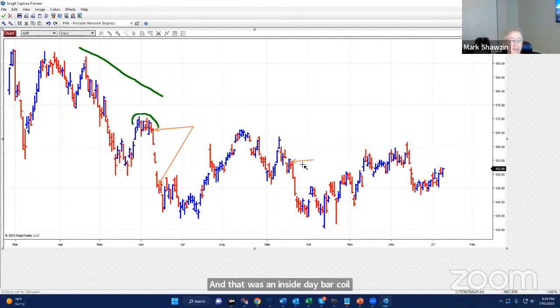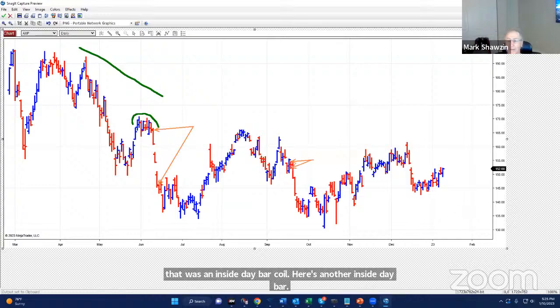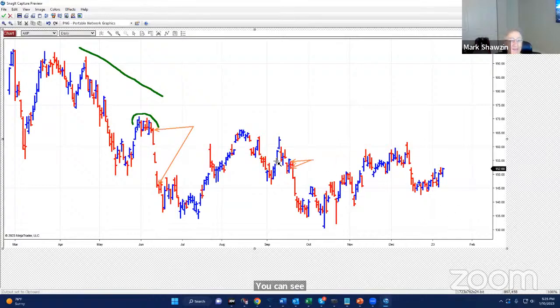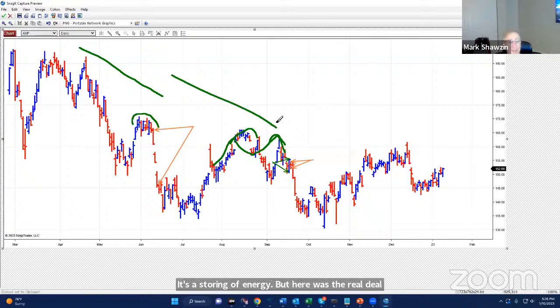Here's another inside day bar. You can see here, the high and low of that day sits, let me use a different color, within the high and low of the previous day. So it's just a coil. It's a storing of energy. But here was the real deal. This was a double top within a downtrend. This was just a coil, a storing of energy.